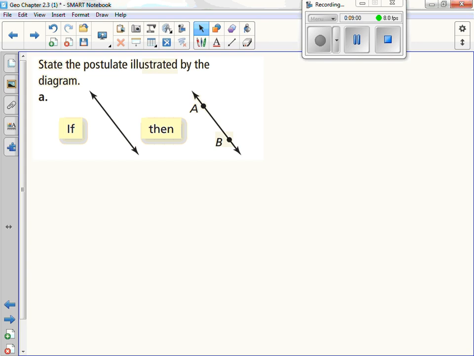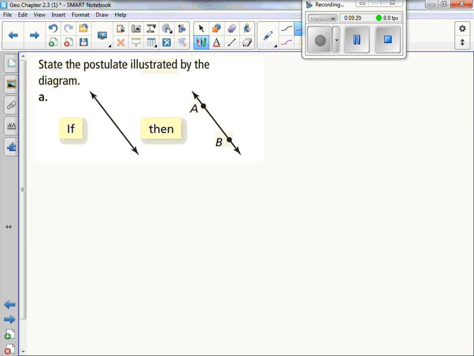State the postulate illustrated by the diagram. So if we have a line, then, because 2-point postulate says what? For any 2 points, there exists exactly 1 line. Well, we started off with a line, didn't we? Yes. So it's the other one, the line point postulate, because it says if there's a line, then there are 2 points.